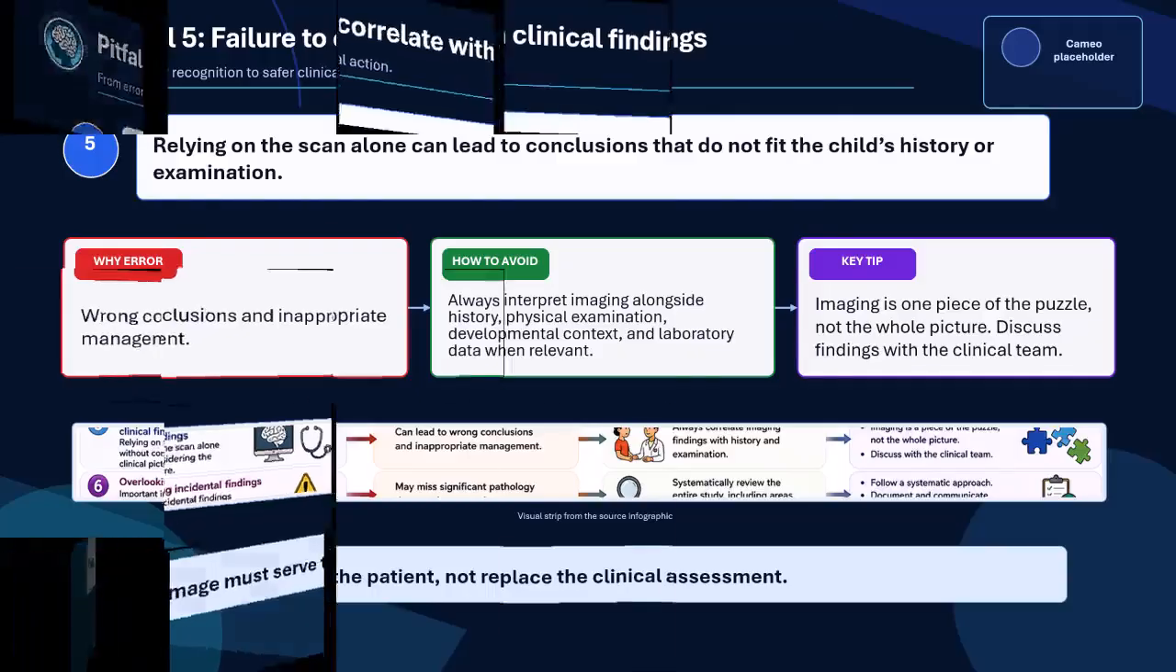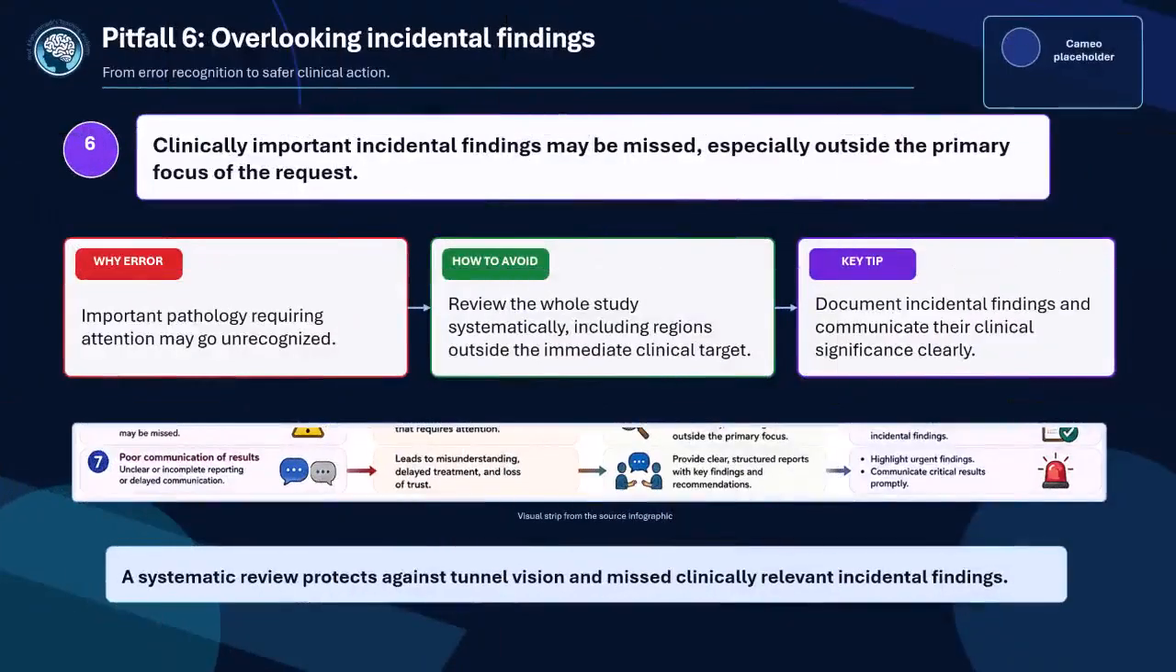Incidental findings can also be missed, especially when attention is focused only on the suspected diagnosis or the main region of interest. This creates a risk of tunnel vision. Important pathology outside the immediate clinical target may go unrecognized. Even if a finding is not related to the presenting complaint, it may still require follow-up, clinical correlation, or communication with the treating team. To avoid this, the entire study should be reviewed systematically.